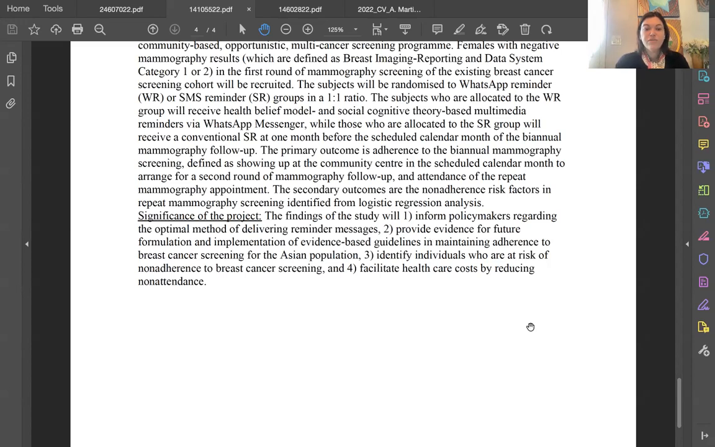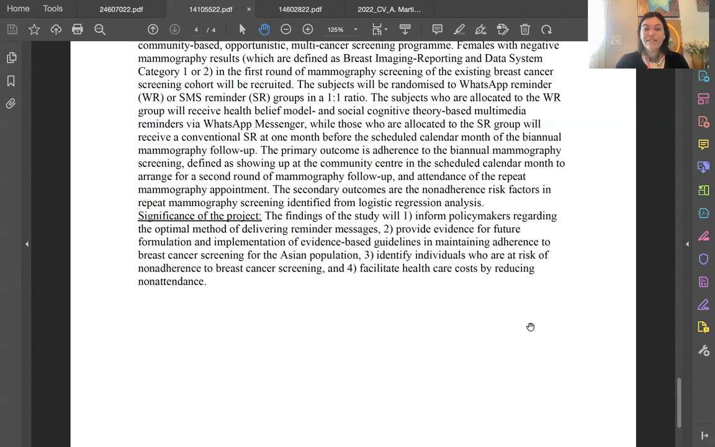Provide evidence for future formulation and implementation of evidence-based guidelines and maintaining adherence to breast cancer screening for the Asian population. Again, no, you're not doing that for the Asian population. You're doing it for one small clinic, and evidence-based guidelines based on this small of a slice of the pie, if you will, is really irresponsible. You may be adding some information to get there, but that's really overstating.